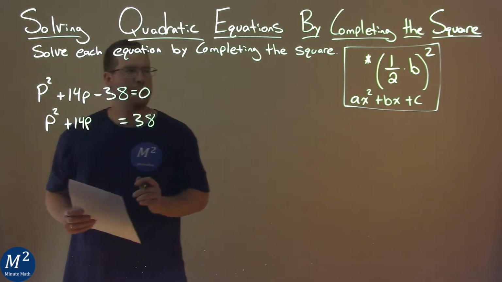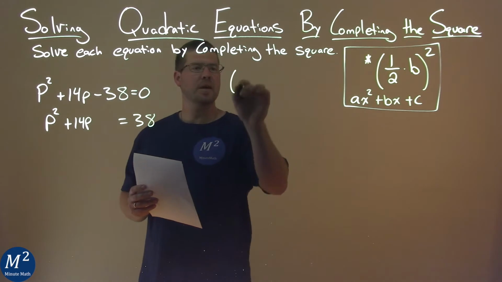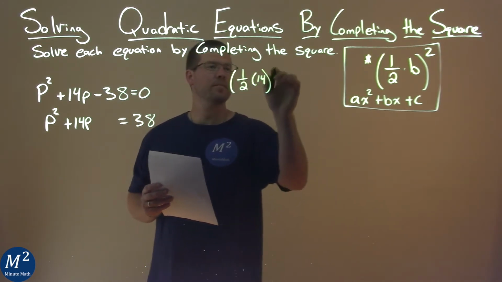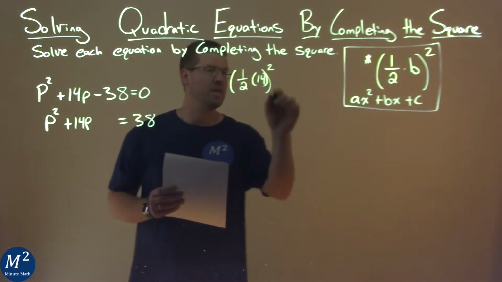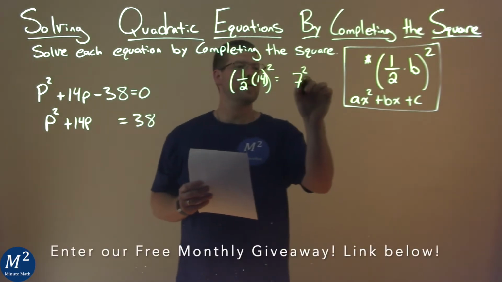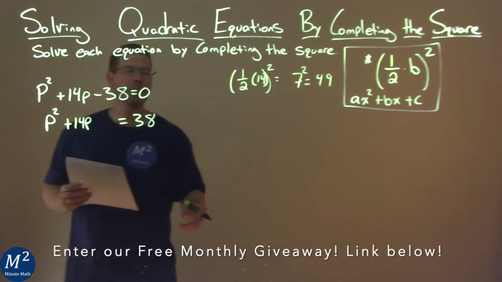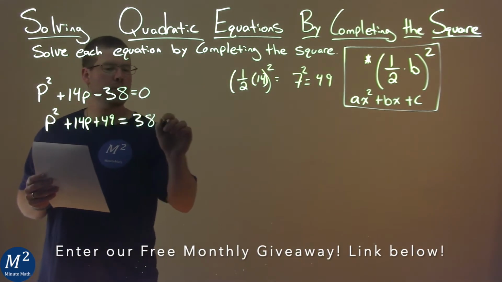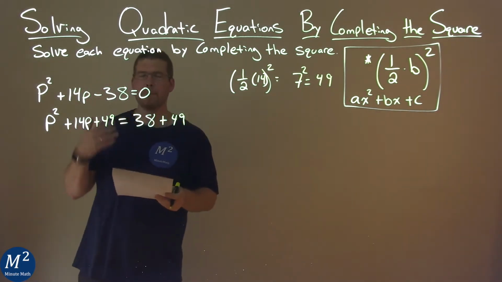Now we're going to look at that b value, 14. We're going to use our formula. So we take 1/2 times that 14, and then we square that. Well, 1/2 times 14 is 7, so we have 7 squared, and that's 49. So now what we want to do is take that 49, and we're going to add it to both sides of the equation.